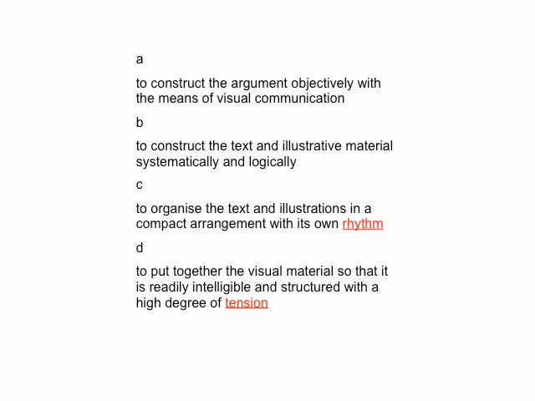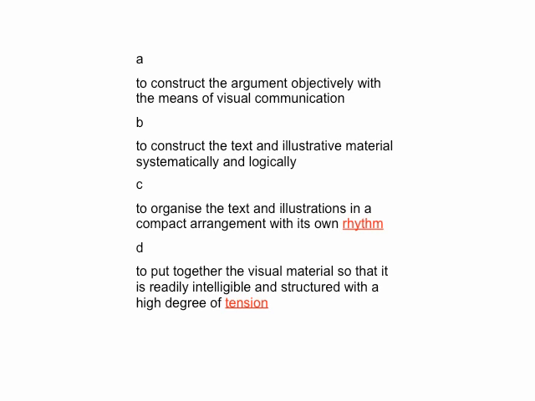B is to construct the text and illustrative material systematically and logically. So that is about the navigation. If it's systematic and logical, your audience will find it easy to find their way around. Perhaps a more aesthetic thing is C, to organize the text and illustrations in a compact arrangement with its own rhythm. That's the kind of thing we really need to see some examples of, and I'll show you some examples later. When you see something that's got rhythm, you will immediately understand what the idea of rhythm is.